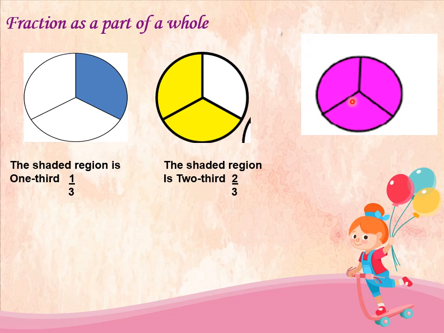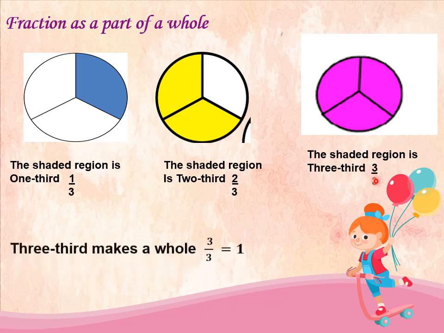Now how many equal parts are there? 1, 2, 3. And how many parts are shaded? All 3 are shaded. So we will write the shaded region is 3/3, 3 upon 3. So 3/3 makes a whole. Here we will divide: 3 ones are 3, so the quotient is equal to 1. So the 1 means whole, which is the fraction as a part of a whole.